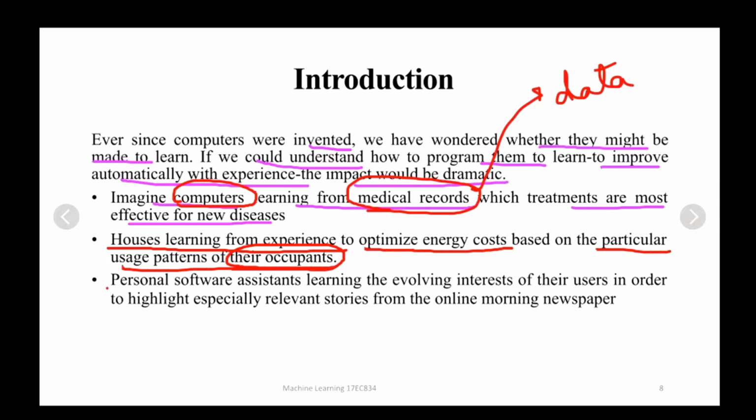And personal software assistants learning the evolving interests of their users in order to highlight especially relevant stories from the online morning newspaper. That is already actually happening. In fact, at the time when the author wrote this textbook, it was just a concept. Now it is a reality. For example, if I Google something related to sports, then everywhere in my browser, wherever I see, the ads will be related to sports. That is because of machine learning.